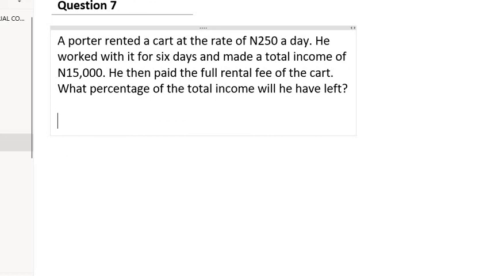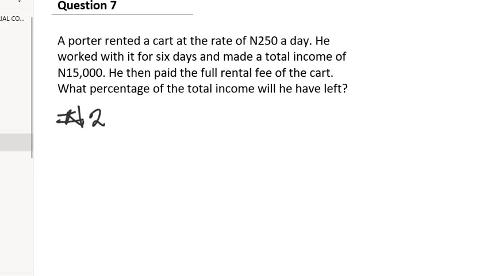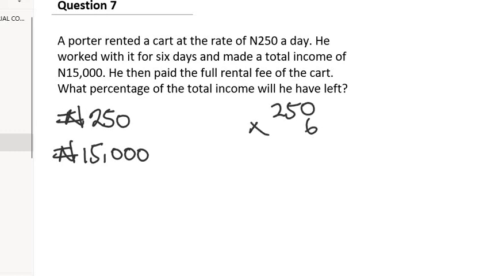Question 7. A porter rented a cart at the rate of 250 naira a day. He worked with it for 6 days and made a total income of 15,000. He then paid the full rental fee of the cart. Remember, he rented it at the rate of 250 a day. The rental fee for the 6 days will be 250 times 6.